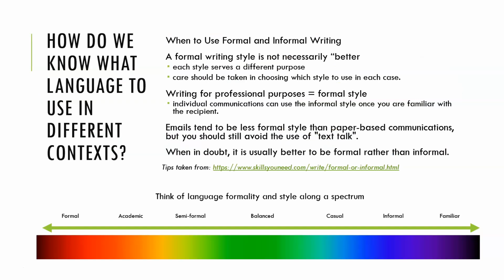So here's what we want to think about in terms of what to do in different contexts. Think of language, formality, and style as a spectrum. When we use formal and informal writing, there are different spaces and places to do that. A formal writing style is not necessarily a better style. Both serve their own specific purposes. So it depends on who you're talking to. It might even depend on the personality of the person you're speaking to, or the personality of a particular company or group.